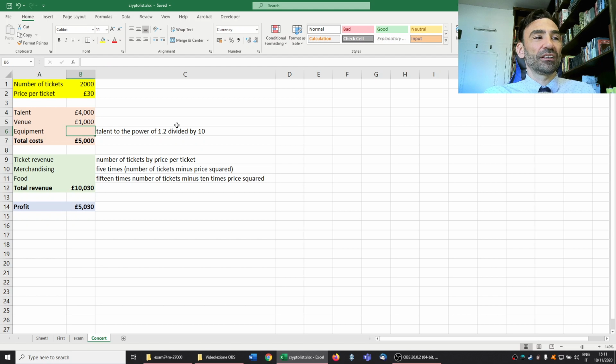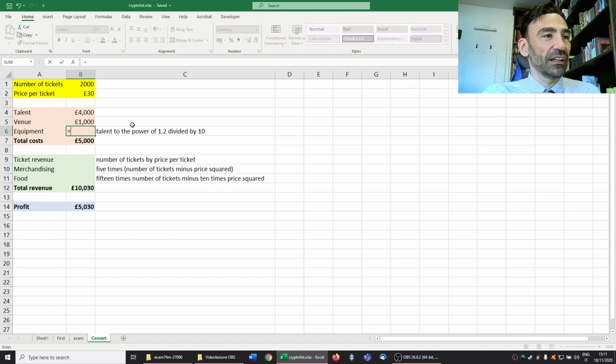Equipment clearly depends on the talent, because an important rock star wants a lot of lights and a lot of special effects. So talent, to the power of 1.2 divided by 10. Clearly the power applies to the talent, not to the 1.2 divided by 10, but the rest. Now I'm sure that this works.